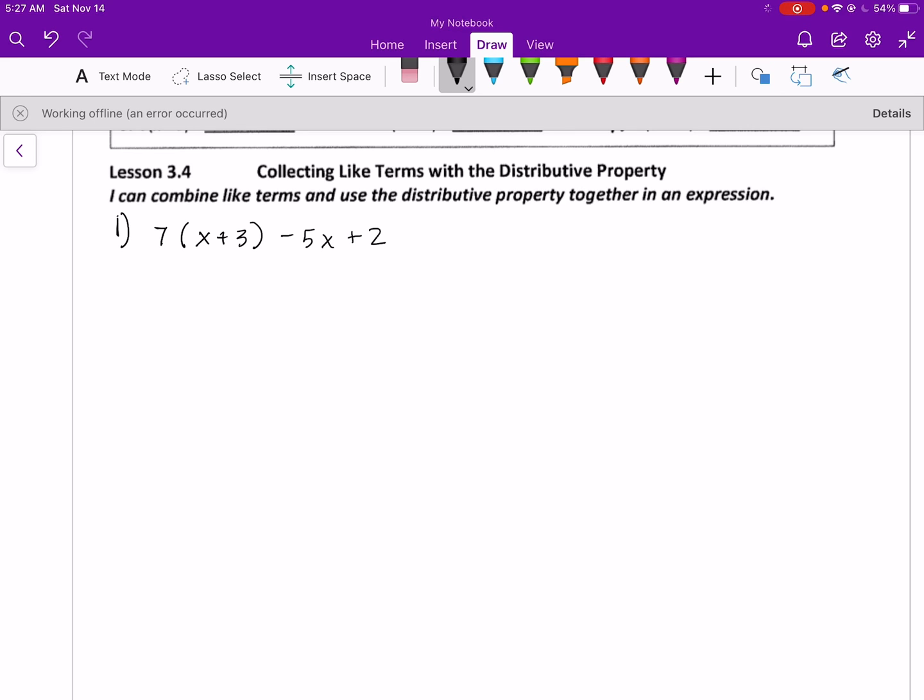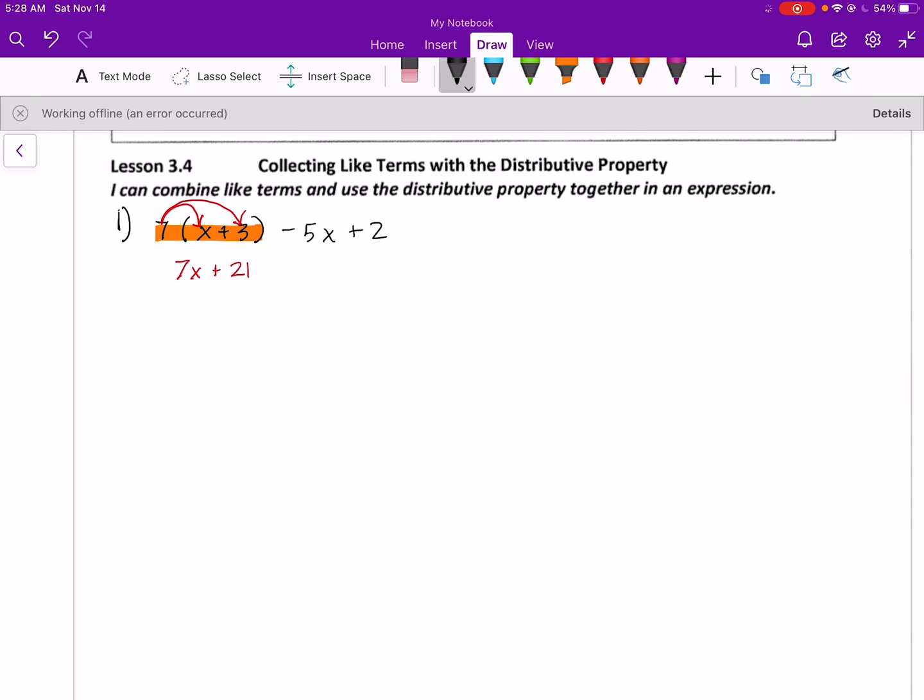So first and foremost, we've got a distributive property. I'm going to highlight that in orange. So I'm going to try to do distributive properties in orange for today at least. So we have to take that 7 and distribute it to this x as well as distribute it to the 3. So 7 times x is 7x. And 7 times 3 is 21, okay?